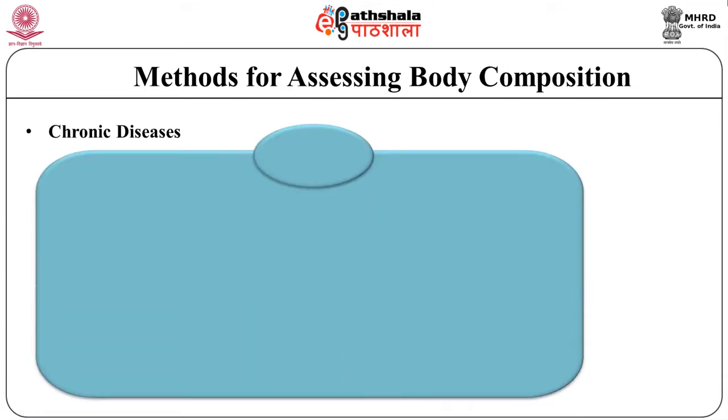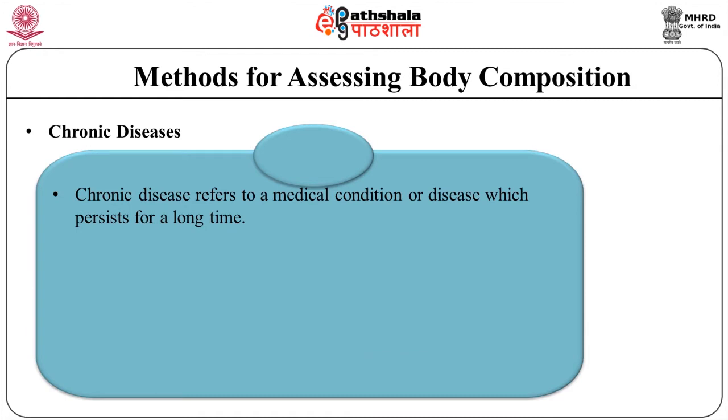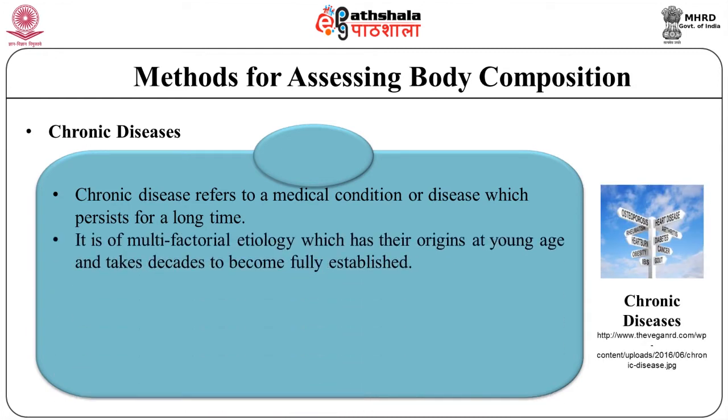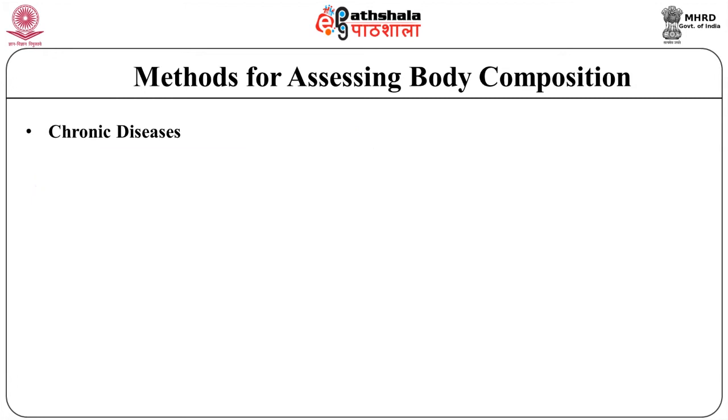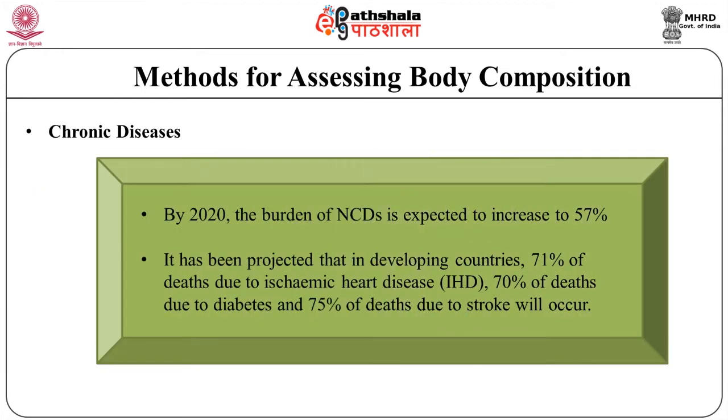Now, chronic diseases. Chronic disease refers to a medical condition or disease which persists for a long time. It is of multifactorial etiology, which has its origin at a young age and takes decades to become fully established. Chronic non-infectious diseases include type 2 diabetes, heart disease, stroke, hypertension, dental disease, cancer, chronic respiratory diseases, and osteoporosis. Chronic diseases, also known as non-communicable diseases or NCDs, are nowadays a major global burden in public health. By the year 2020, the burden of NCDs is expected to increase to 57%, and it has been projected that in developing countries, 71% of deaths due to ischemic heart disease (IHD), 70% of deaths due to diabetes, and 75% of deaths due to stroke will occur.